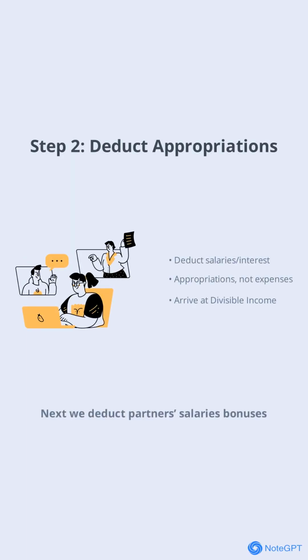Next, we deduct partners' salaries, bonuses, and interest on capital from the PAI. These are considered appropriations, not business expenses. By subtracting these amounts, we arrive at the divisible income. This step ensures that partners are compensated for their roles or capital contributions before the remaining profit is divided. It's a fair way to recognize each partner's input and to comply with the partnership agreement.